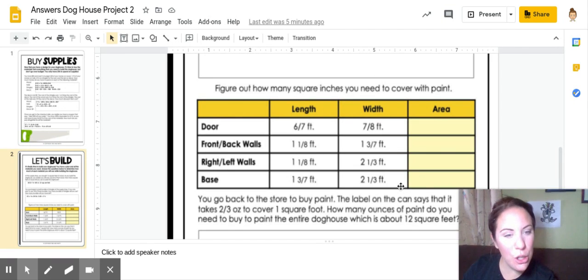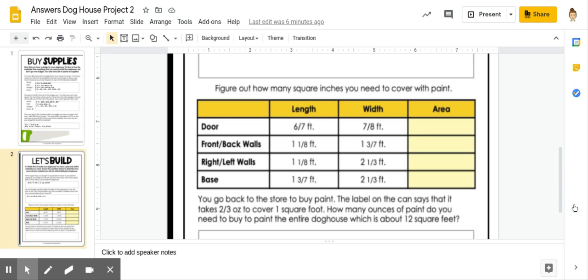It's on page 2 of your Doghouse Project Part 2 on the page entitled Let's Build. Okay, so let's take a look at your chart. It says figure out how many square inches you need to cover with paint. So first we're going to take a look at the door.